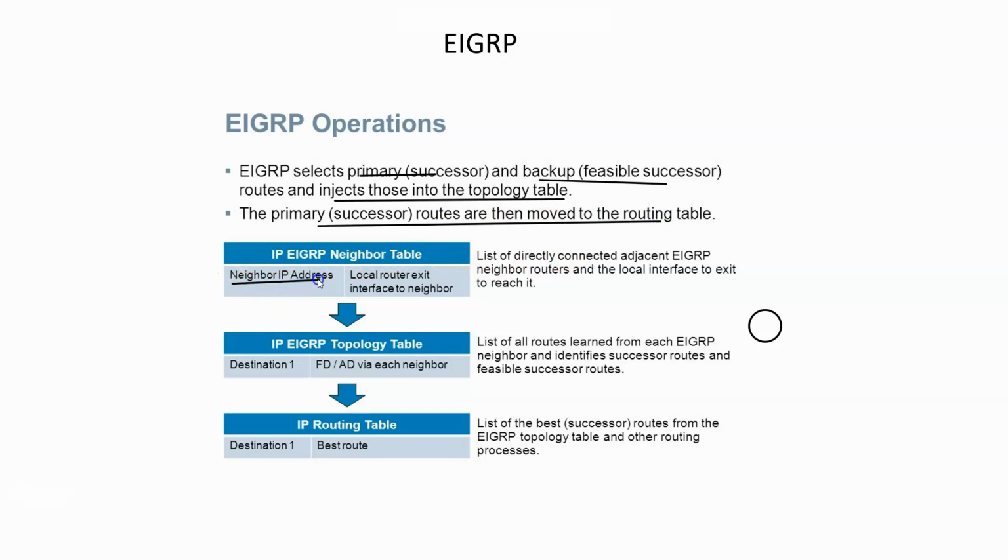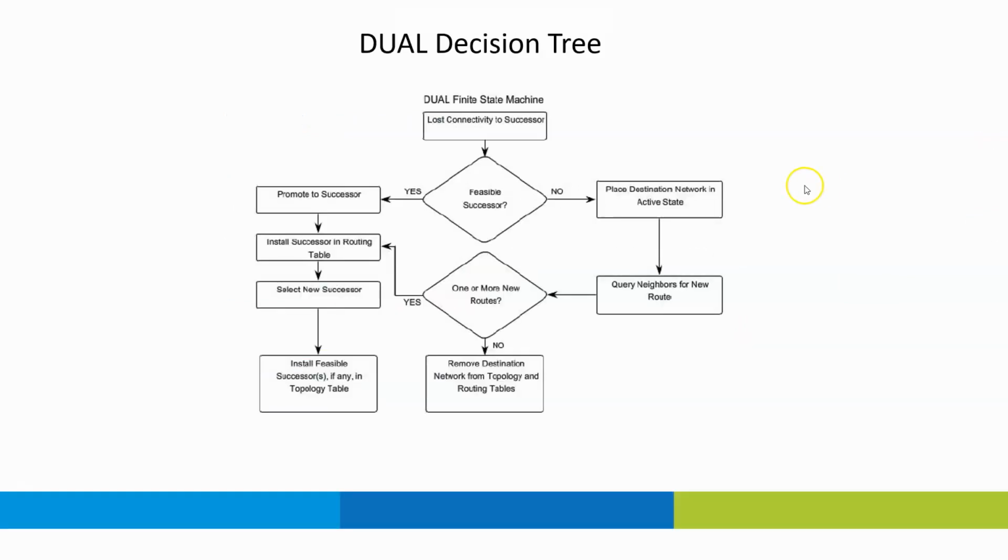First we have the neighbor table. The neighbor address is the exit interface that goes to the neighbor. From there we get the topology table, the feasible distance and the advertised distance via each neighbor, and from there the best route goes into the routing table, and that's no real magic there. The best route is always going to go into the routing table.